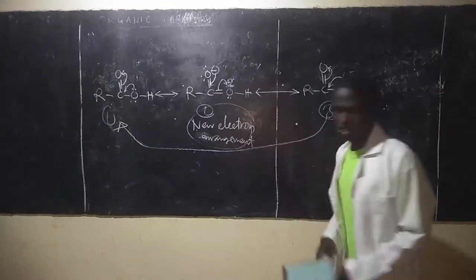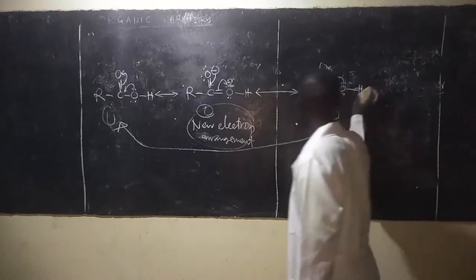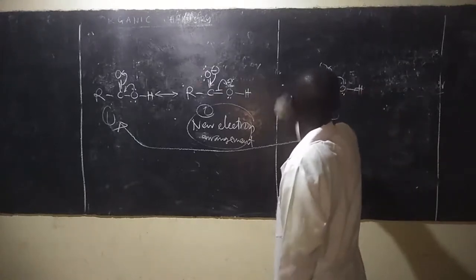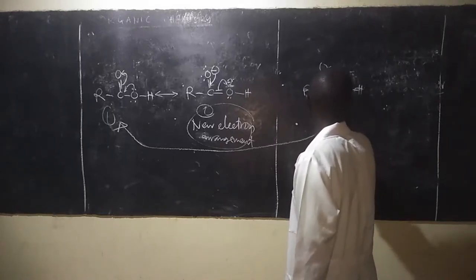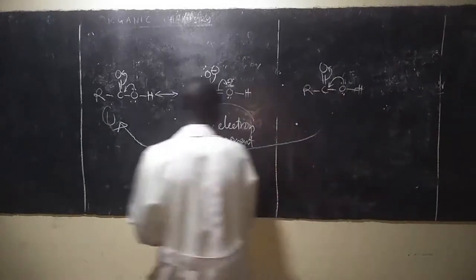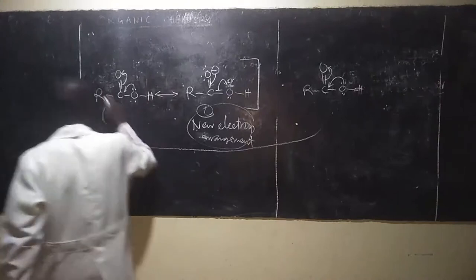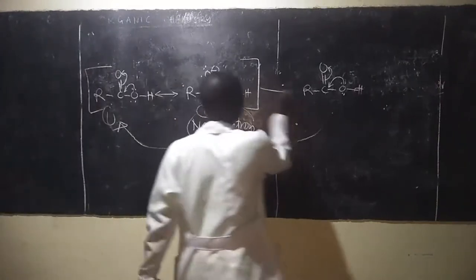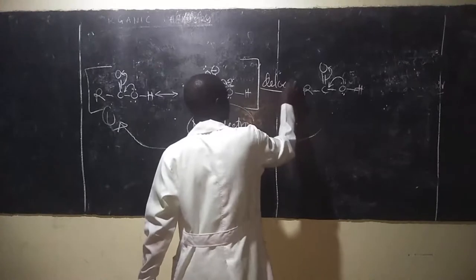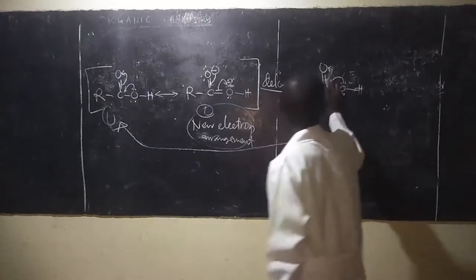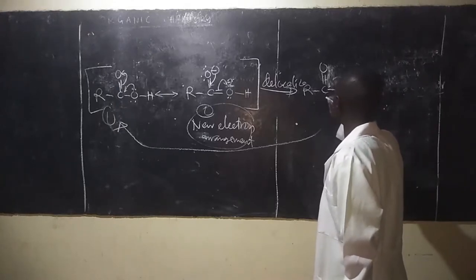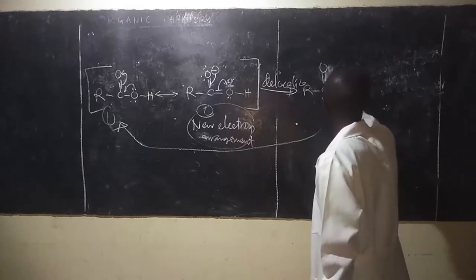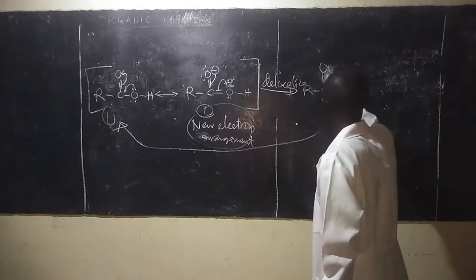But if we are drawing the hybrid of these structures, then we will have just delocalization. We draw what we call square brackets, and here we can say we have delocalization. Then here we can just draw a Z-shaped arrow. There was a movement of electrons in this way.